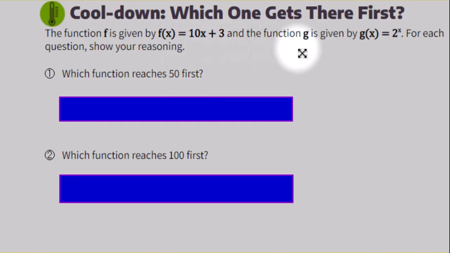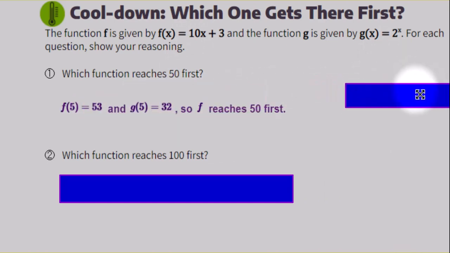Now you could make a table, start with 0, 1, 2, 3, 4, 5, or you could graph it. Graphing it's much quicker, but you can see that when you get to 5 in both of these functions, f of 5, 10 times 5 is 50, plus 3 is 53, and g of 5, 2 to the 5th power, is going to be 32. So function f reaches 50 when x is 5 before g of x, the exponential function, reaches 50.